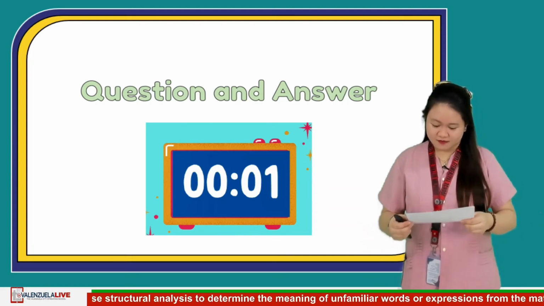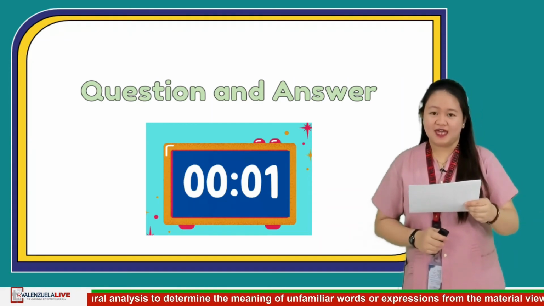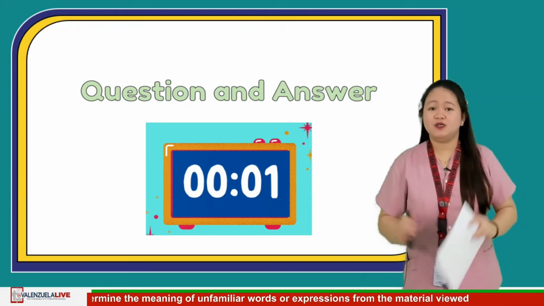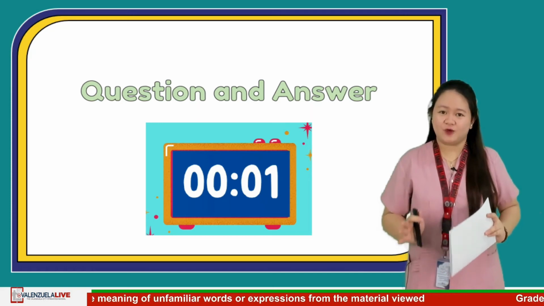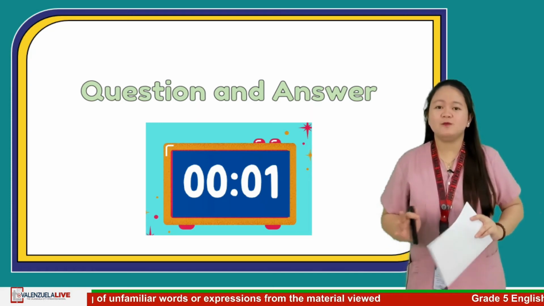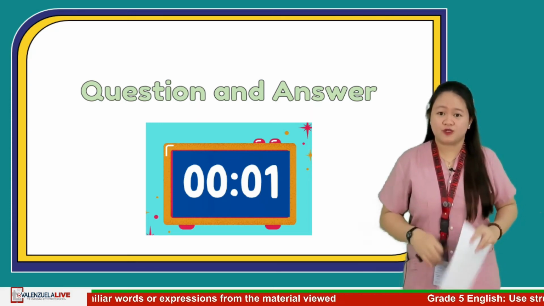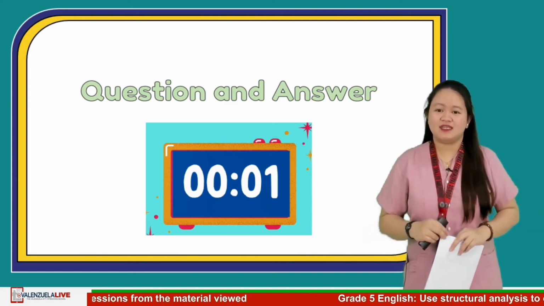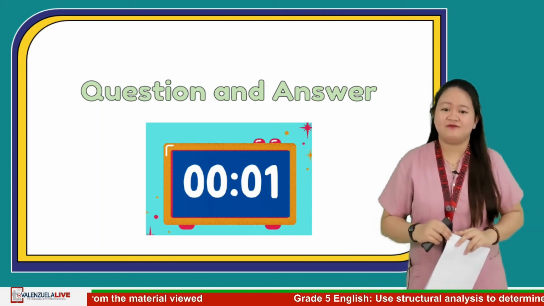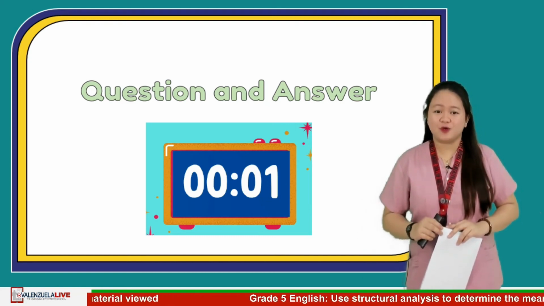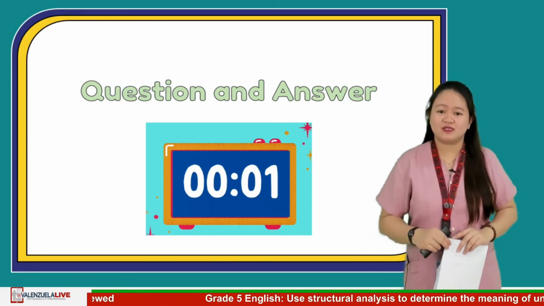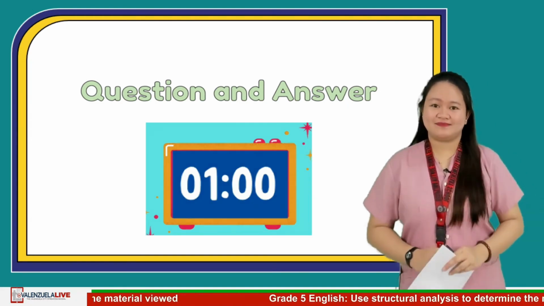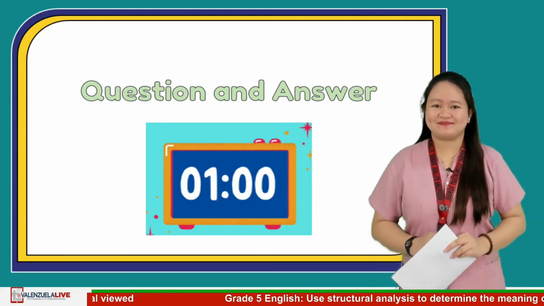Next question. How to identify if the word has affixes? Okay, you can identify if the word has affixes by simply looking for the root word of it. If the word is the base word, then it doesn't have any affixes. And if the word has some added letters to change its meaning, then it has affixes. And that's it.